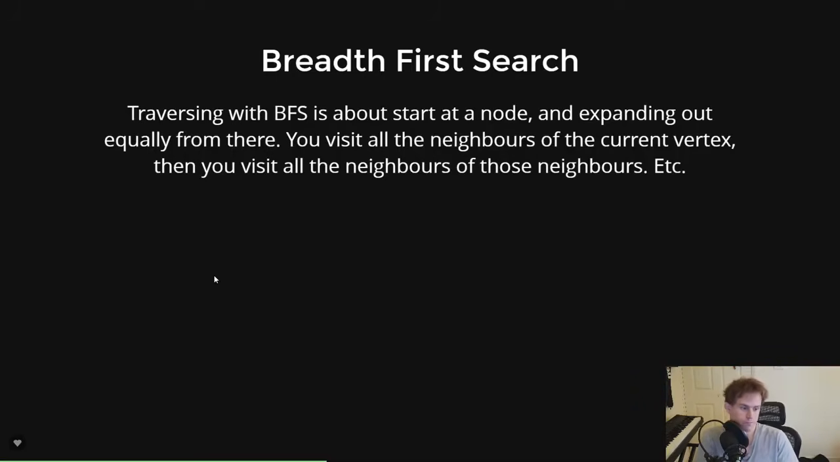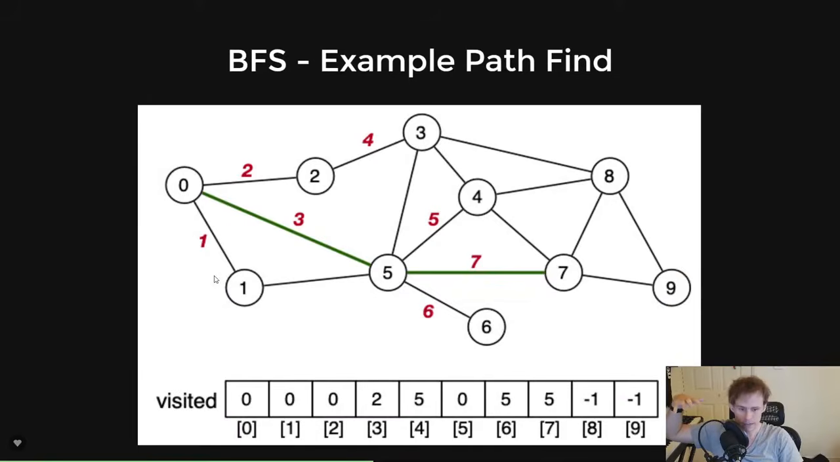Conceptually, traversing with a breadth-first search is about starting at a node and then expanding out equally from there. You visit all the neighbors of the vertex that you're at. So if you're at the root node, you visit all your neighbors, and then you visit all your neighbors' neighbors, and then all your neighbors' neighbors' neighbors. It's just expanding out. Now, as I mentioned before, you typically keep a visited array of nodes you visited before.